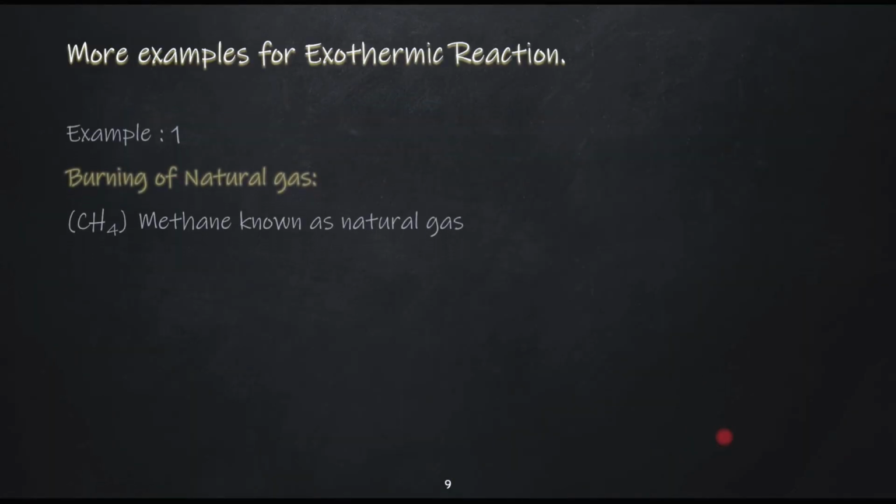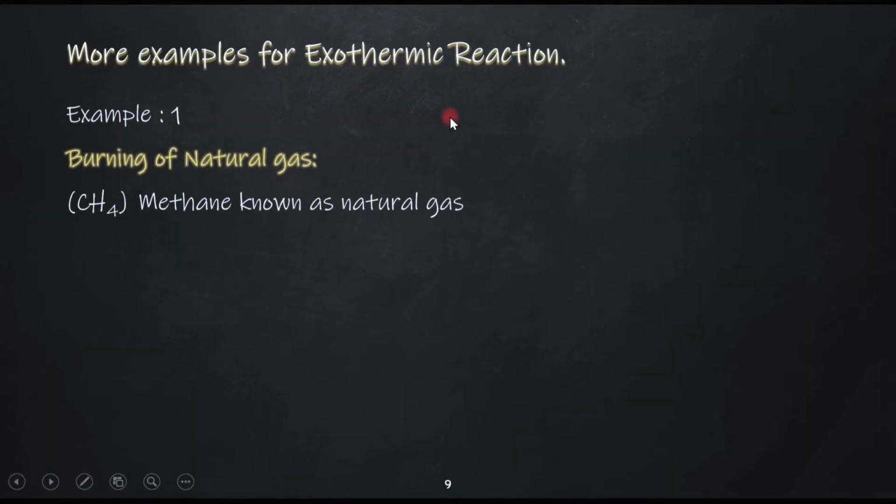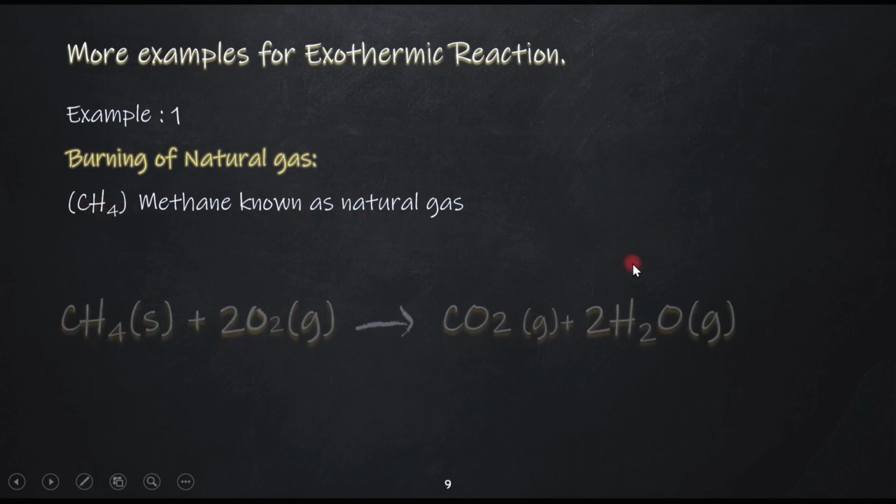More examples for exothermic reaction. Dear student, here we will again discuss more examples in relation to exothermic reactions. Example 1. Burning of natural gas. Dear student, methane is a natural gas. The molecular formula for methane is CH4. So methane is also known as natural gas.